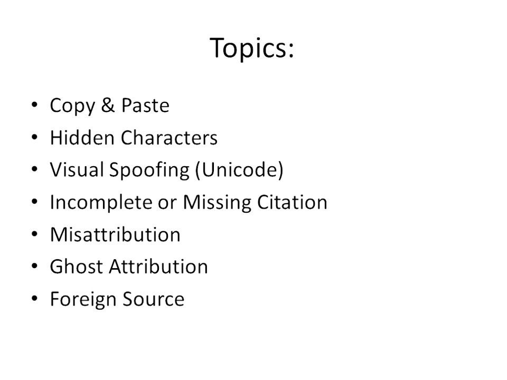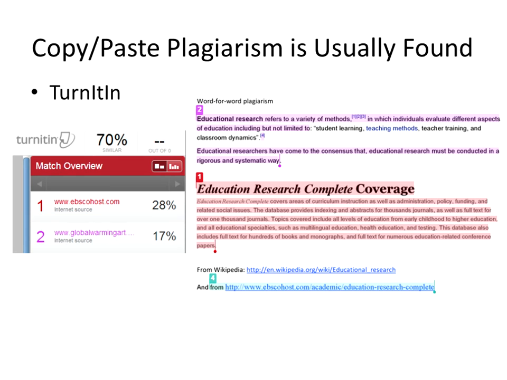Copy and paste is the simple one that pretty much everyone is familiar with. Some of the others are not as familiar to you. Hidden characters, visual spoofing, incomplete or missing citations, misattribution and ghost attribution, often very similar and often used together, and then a foreign source. So copy and paste, usually your stuff like Turnitin is going to find that. So that's not a real problem anymore because almost everybody is using some form of anti-plagiarism software. So are you using Turnitin at Park University?